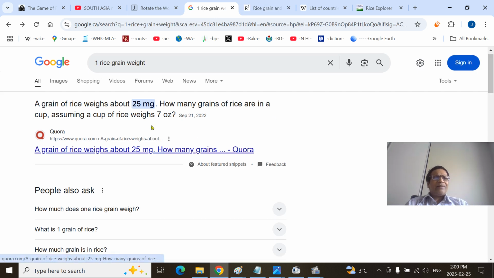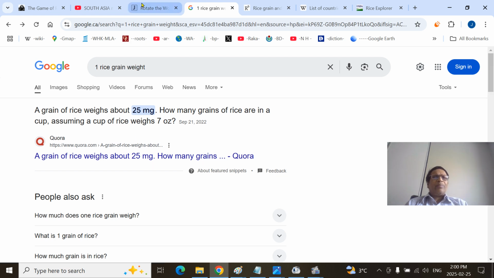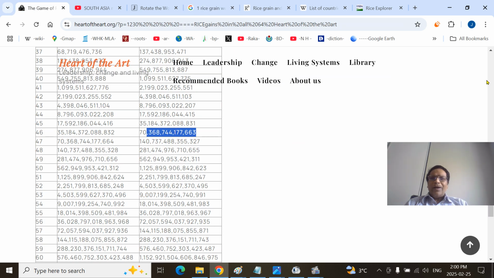A rice grain weighs around 25 milligrams. We made it 20 milligrams. I think this is without the husk. The husk will have maybe 20% more. So that's again not the point. And so what are we talking about here?